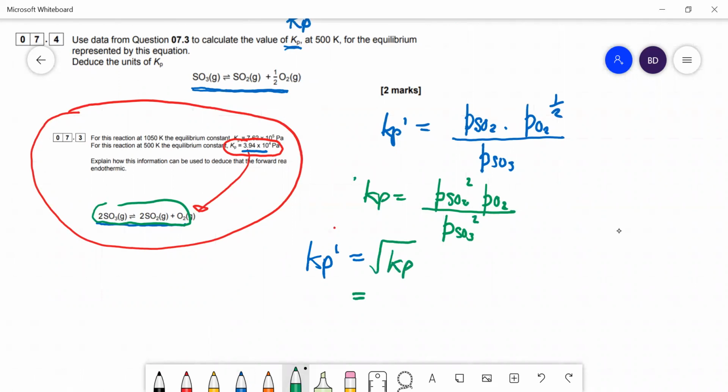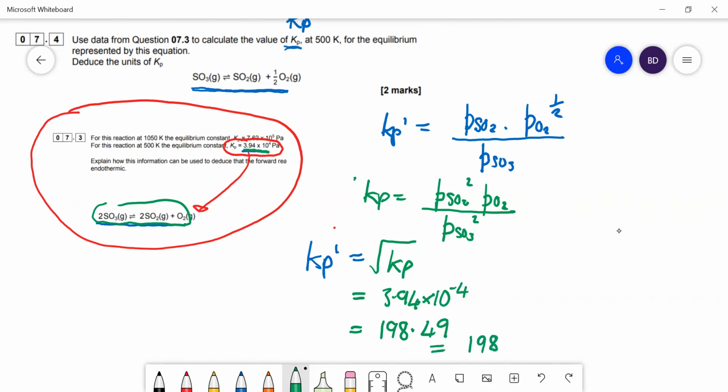Let's put the numbers in. The value is 3.94 times 10 to the minus 4. The square root of that works out to be 198.4849. Let's do it to three significant figures, 198.